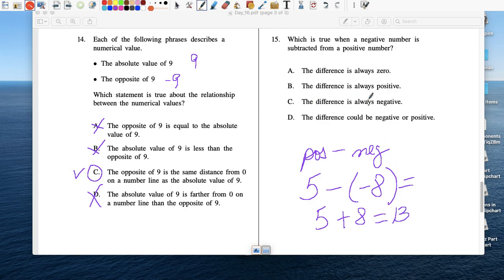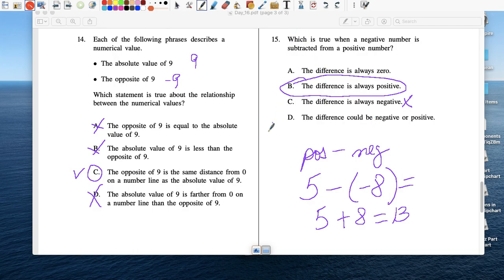So the difference is always negative? No, the difference is always positive? Yes. And you can try that with whatever number you want. Right? So if you take a negative, you subtract it from a positive, you're always going to get a positive.